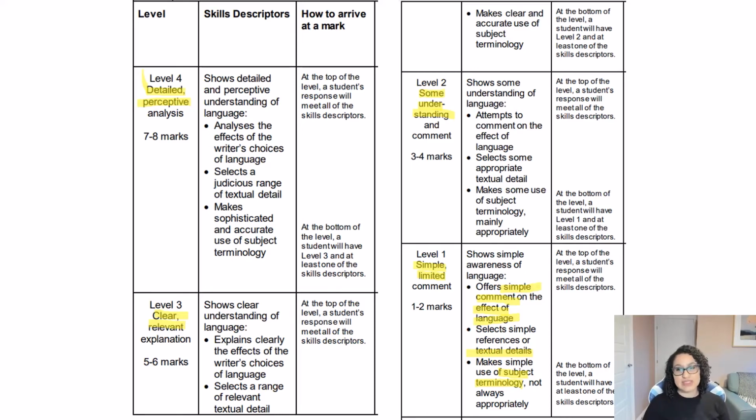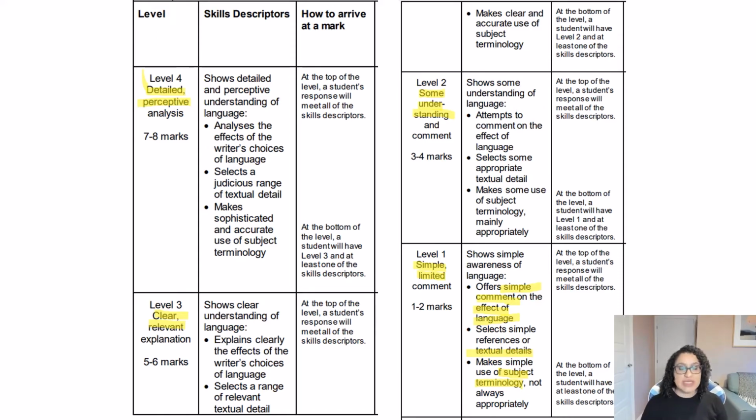For the level 1 simple limited comment, basically that suggests that you've only written 1, maybe 2 sentences, and that's about it. Basically, you don't really have any quotes and you don't really have any comment on those quotes either. You just have a sentence answering the question, and that's about it.